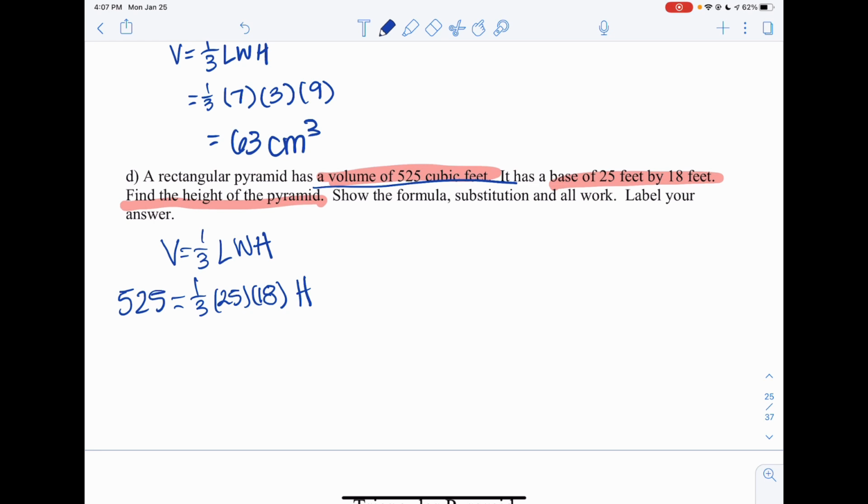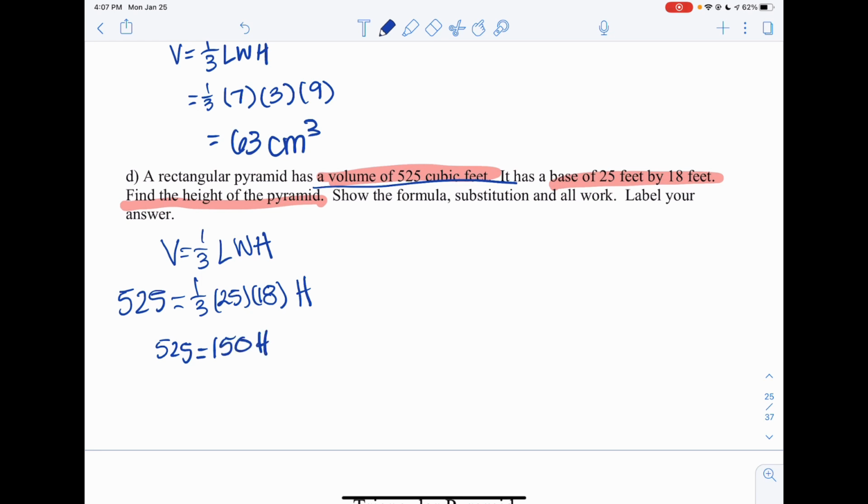Now, same process. You want to keep in mind that there is no addition or subtraction sign to begin with, so there should be no adding or subtracting or moving something to the other side by adding or subtracting. This is strictly multiplication here, so we're going to end up dividing or multiplying. Now, I'm going to simplify the right side first, so I have 525 on the left side of my equal sign, and on the right side, when I multiply 1/3 times 25 times 18, that is going to give me 150, and then h. I'm bringing down that h.